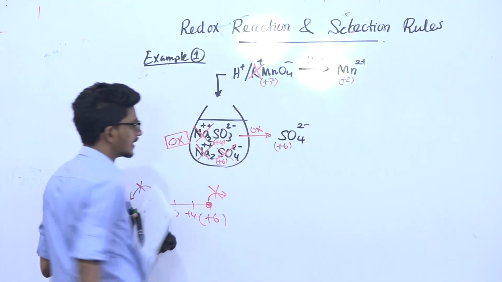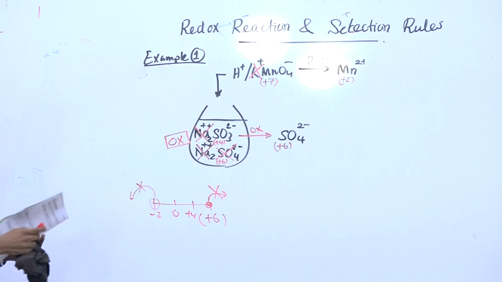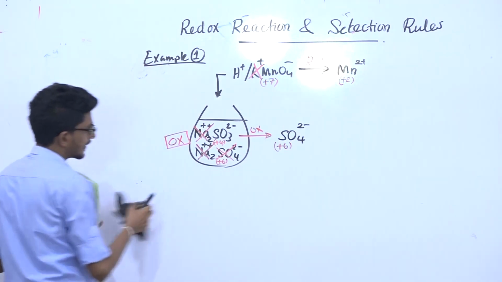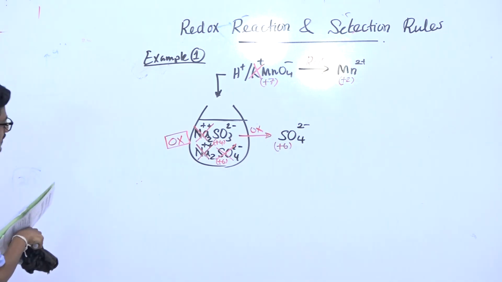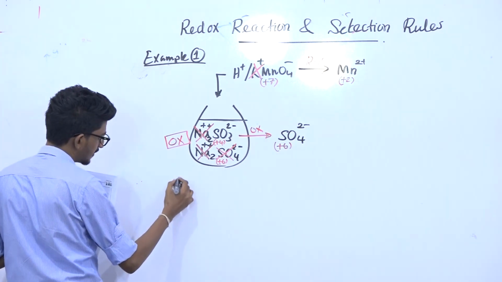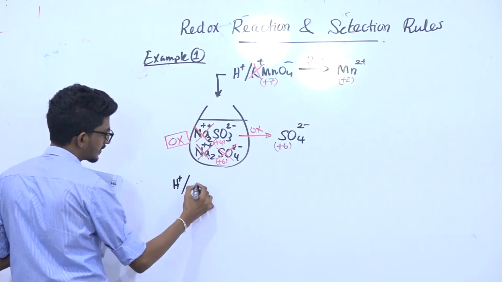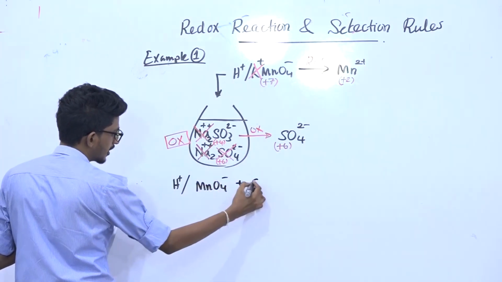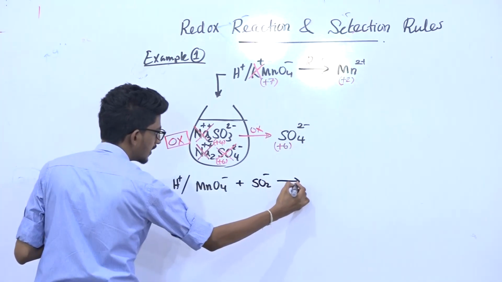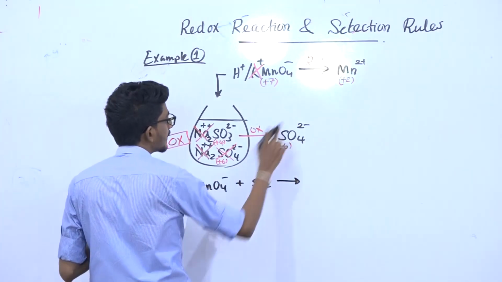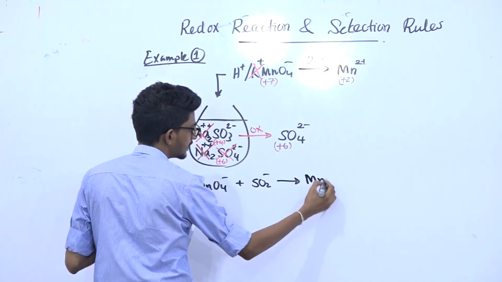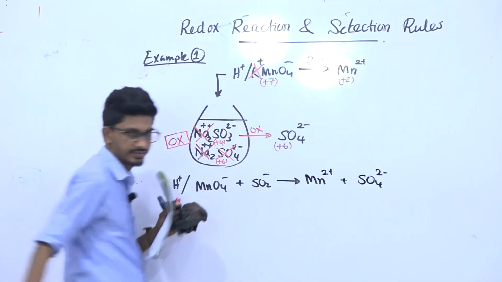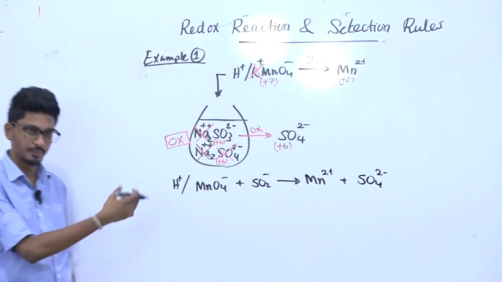What is the reaction possible here? So what is the change happening here? So it is an acidic medium change. Your MnO4 minus reacting with SO3 2 minus only here to form the Mn2 plus and SO4 2 minus. Right?